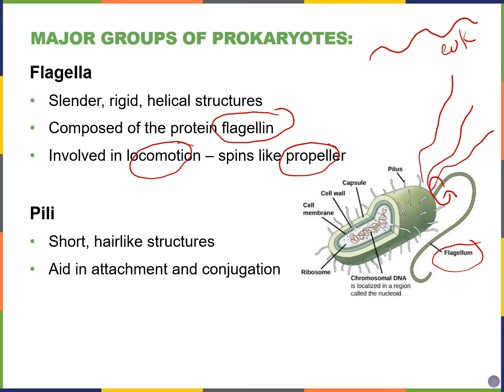Some bacteria also have pili, singular pilus, these little tube-like structures. These are also protein structures on the surface of the cell that can allow these cells to attach to surfaces and also allow conjugation to occur. And this is the exchange of genetic information from one bacterium, or one prokaryotic cell, to the next.